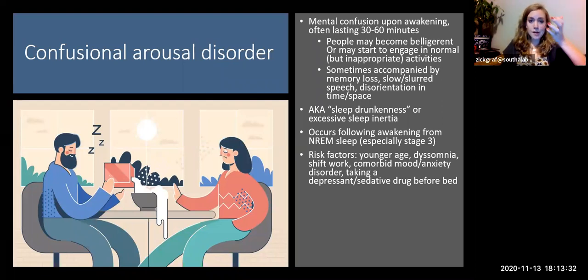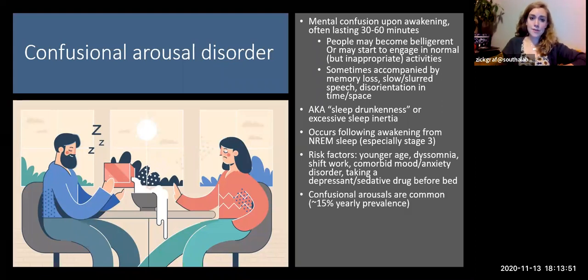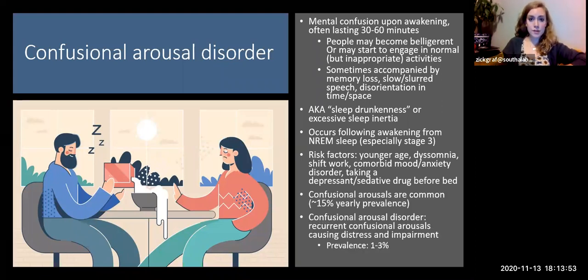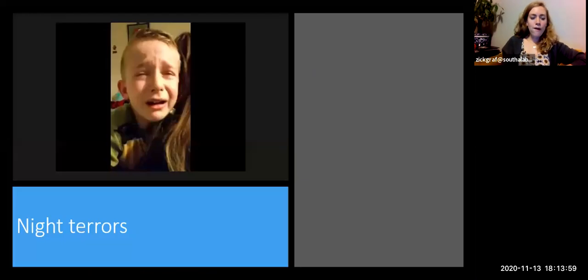When they do happen in adults, it's often in adults who have really disrupted, fragmented sleep. People who are doing shift work, where they're fighting against their natural circadian rhythm and their body is telling them that they should be asleep. Or people who still have a sedative drug in their system when they wake up. Confusional arousals are pretty common, but confusional arousal disorder is diagnosed when it happens often and causes distress and impairment, and that's much less common.